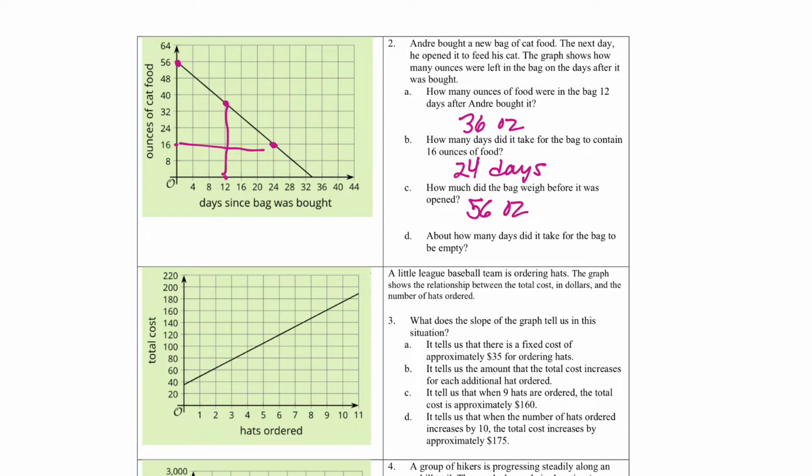And then it says how many days did it take for the bag to be empty? So how long did it take to get down to 0 ounces of cat food? It's between 32 and 36. Let's go ahead and we'll say 33, 34, 35. Yeah, that looks like about 33 days. Okay?